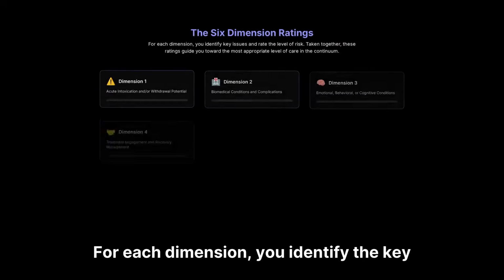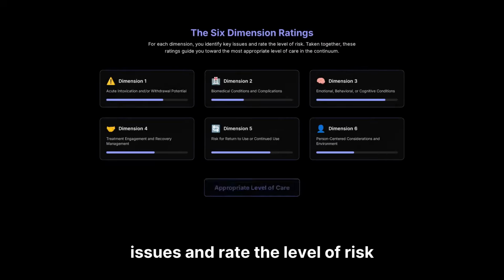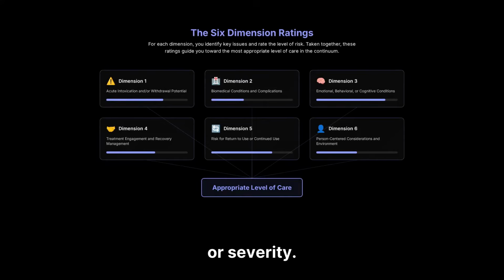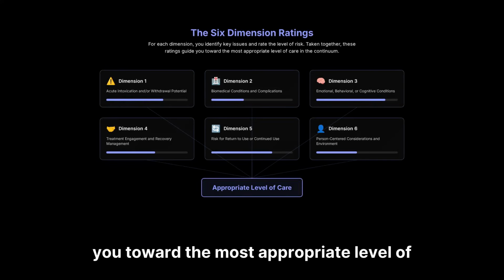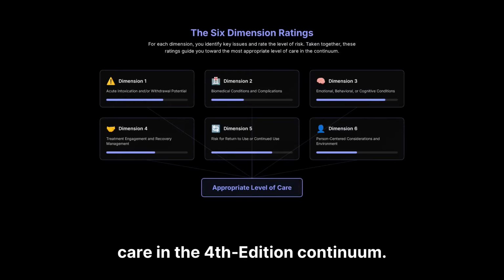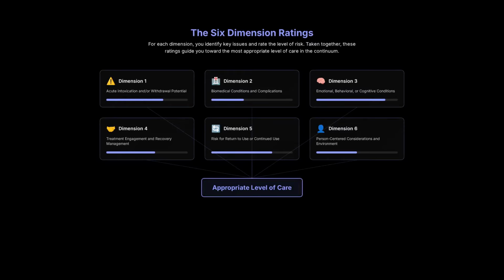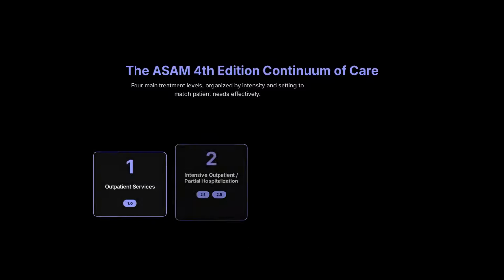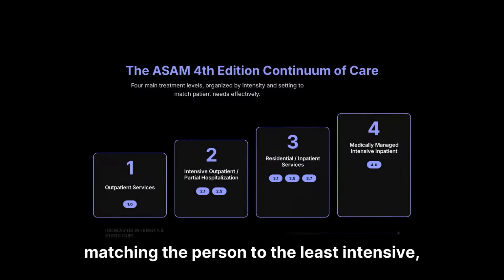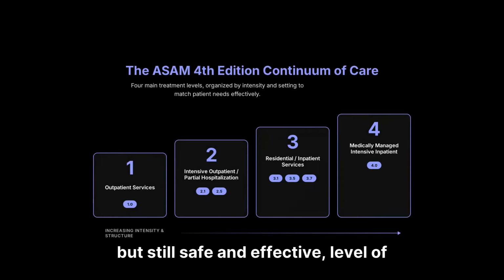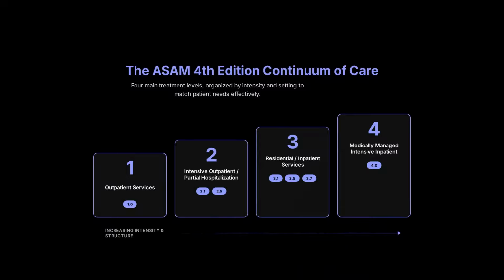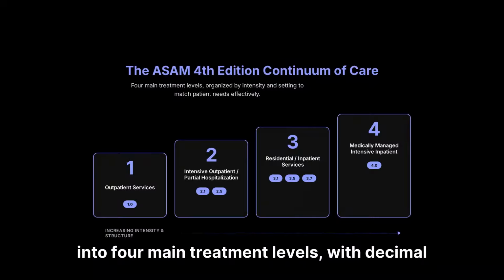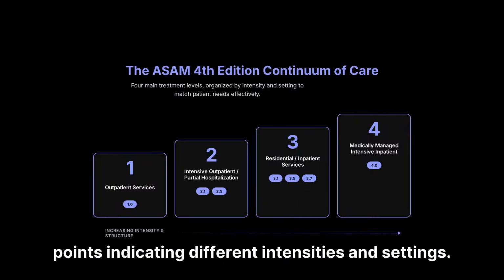For each dimension, you identify the key issues and rate the level of risk or severity. Taken together, those 6-dimension ratings guide you toward the most appropriate level of care in the 4th edition continuum. This is the core of your evaluation, matching the person to the least intensive but still safe and effective level of care. The ASAM Criteria, 4th edition, organizes services into 4 main treatment levels, with decimal points indicating different intensities and settings.